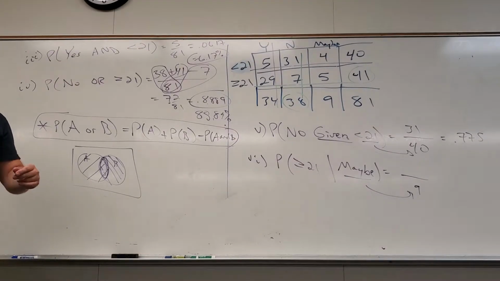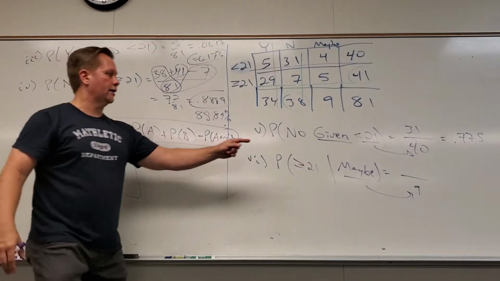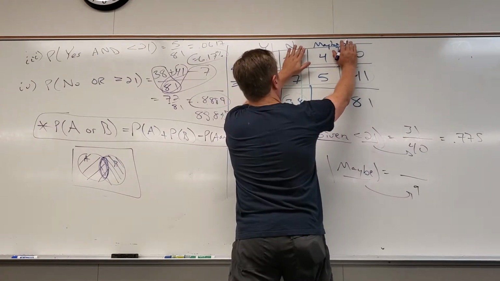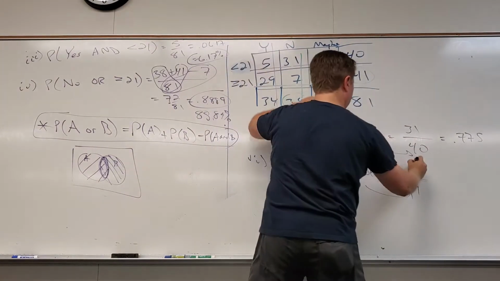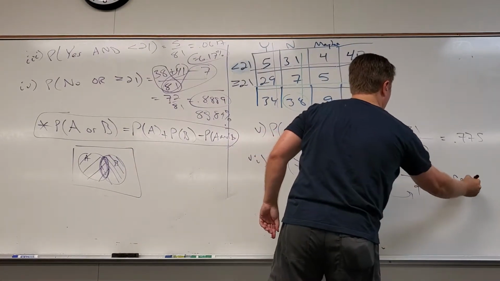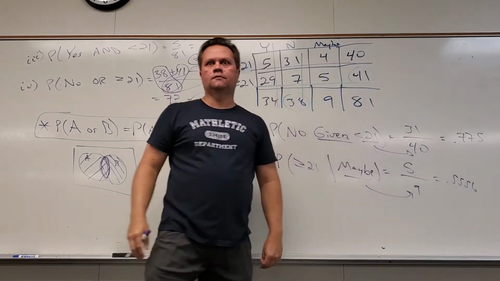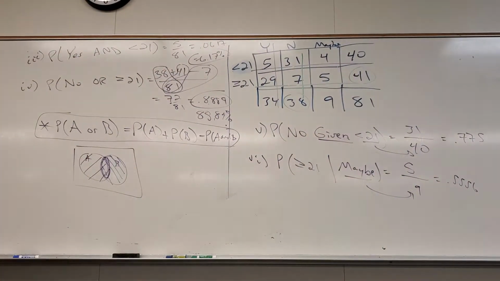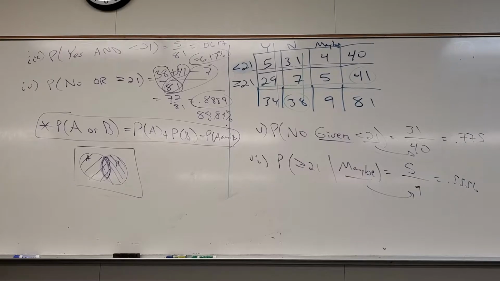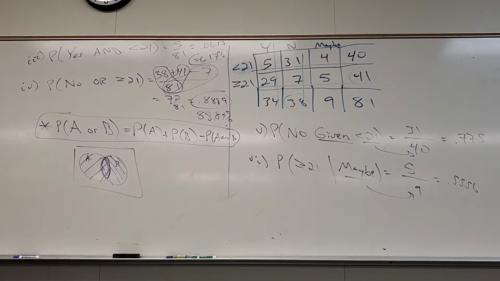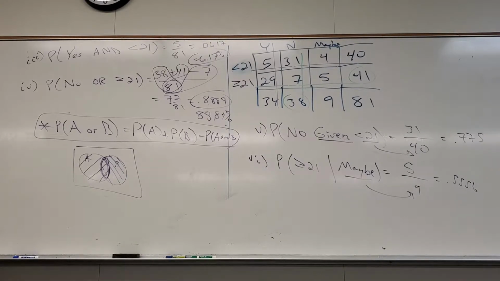What goes on the top now? 5. I love it. Because out of those 9, how many are greater than or equal to 21? 5, 6. Now you guys should be able to divide by 9 really easy. 7 divided by 9 is 0.777777. I like it.